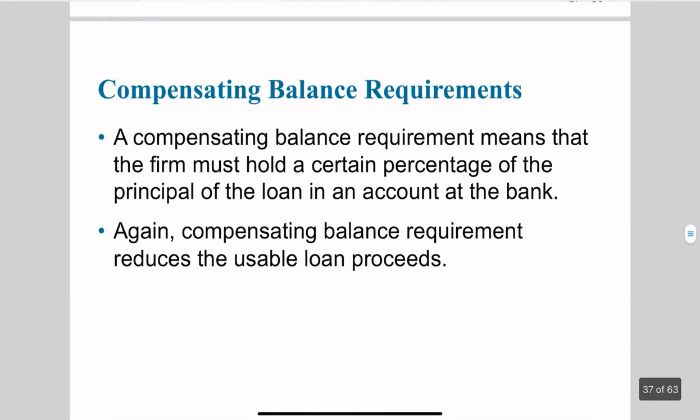Okay, the third type of cost is the compensating balance requirement. Here, the compensating balance requirement means the firm must hold a certain percentage of the principal of the loan in an account at the bank. You can see that because of the compensating balance requirement, the proceeds from the loan will be reduced.